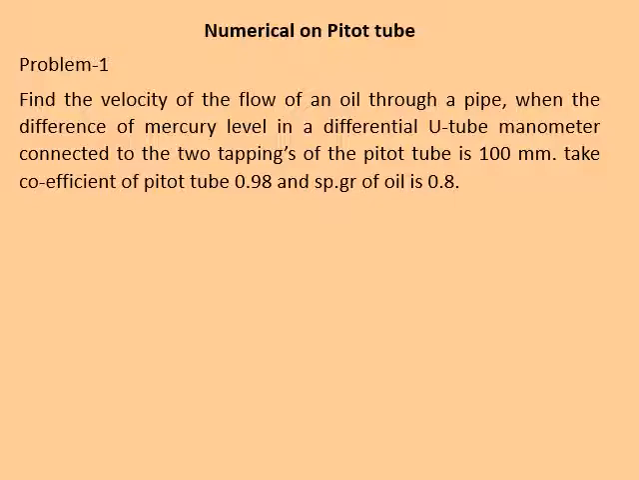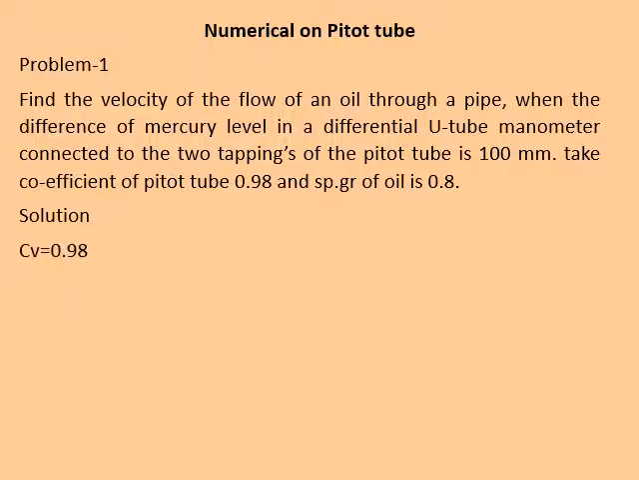So here I want to find out the velocity of the fluid flow, and the difference of the mercury level in a U-tube manometer is given, that is 100 mm, and the coefficient of the Pitot tube, that is Cv, is equal to 0.98, and the specific gravity of the oil flowing through the pipe is 0.8.